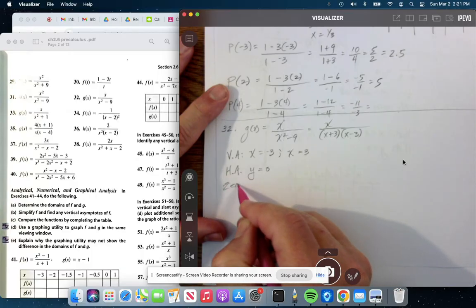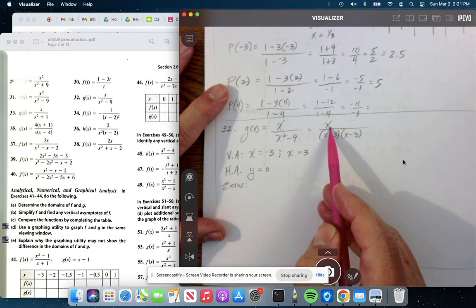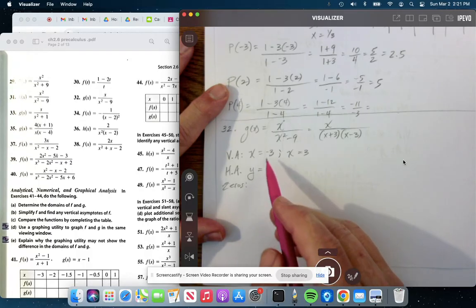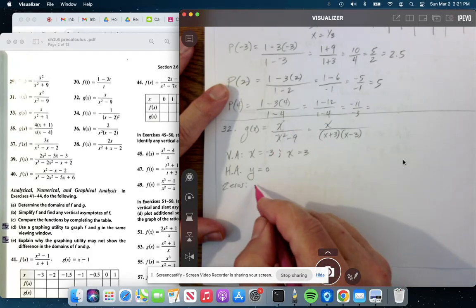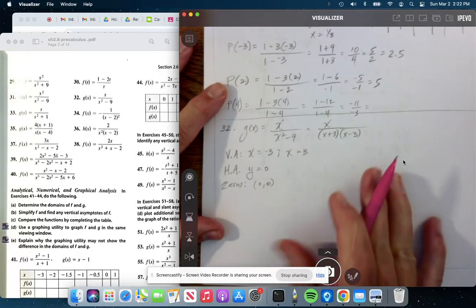Zeros. Obviously, 0 itself should be a 0. So it does look like we're going to cross this asymptote this time, because y equals 0 is the x-axis, but we do hit the x-axis when x is 0. So it looks like 0 itself is a 0. So 0, 0 is on the graph.